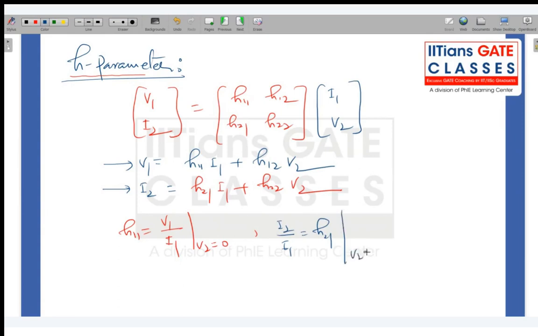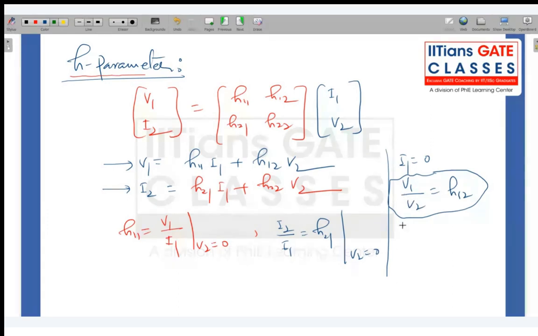Then I1 equal to 0 means open circuit, right? So V1 upon V2 equal to H12. We call this the reverse voltage gain. It is not a forward gain. Basically, gain is the ratio of output upon input, right? That is forward gain, but here they have mentioned input upon output. So you see, guys, next will be H22.